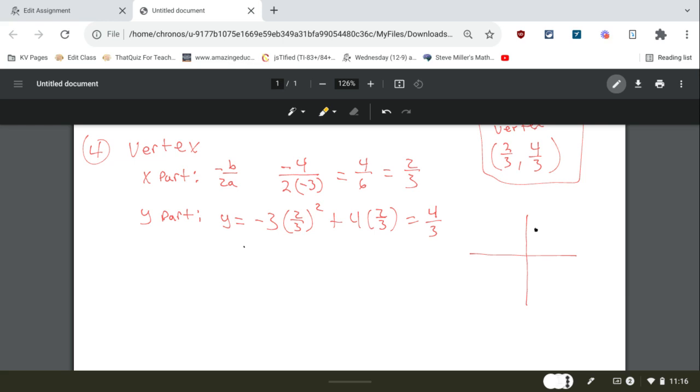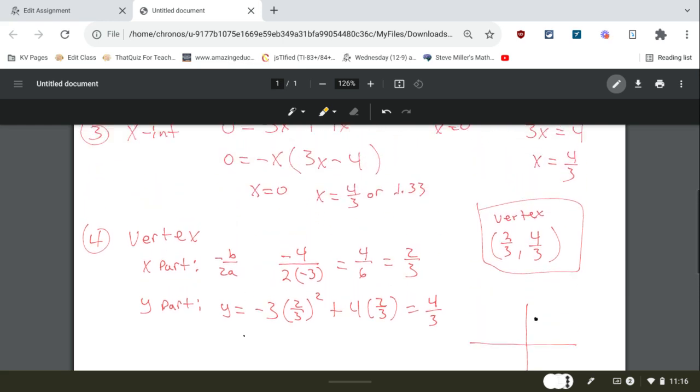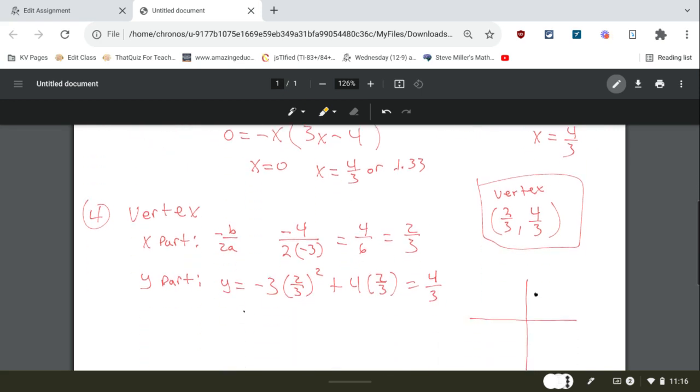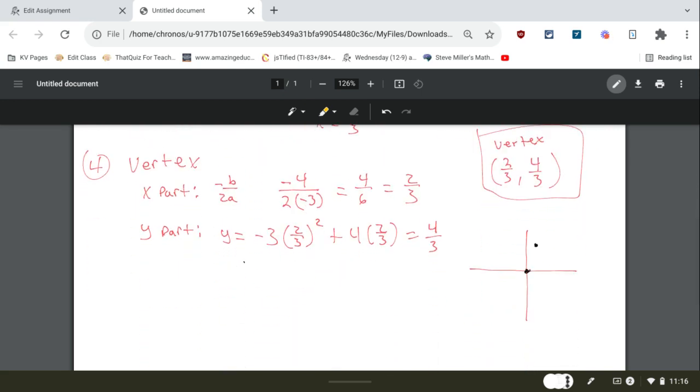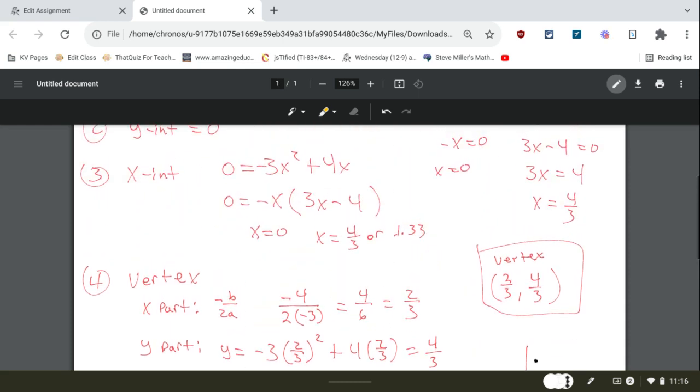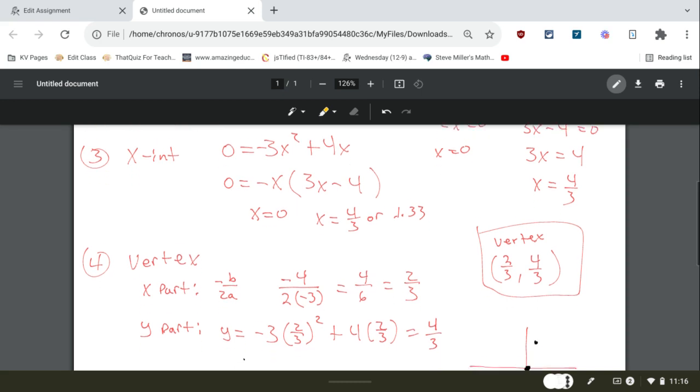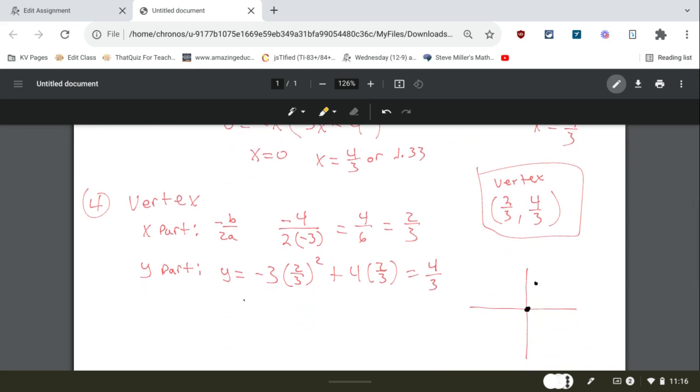And then I know the function's opening down. What else do I know? I know that it has a y-intercept of 0. That's actually one of its x-intercepts as well. And what was my other x-intercept? 1.33, or 4/3. It's going to be somewhere in there. And it's opening down. So the graph of the function may not look exactly like mine, but it should be something like this. The vertex is in quadrant 1, and it's opening down.